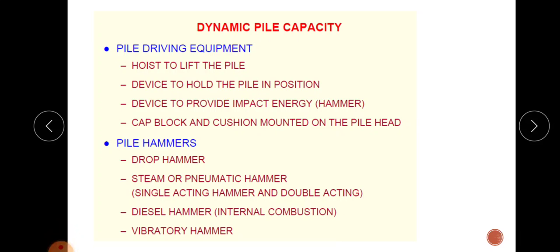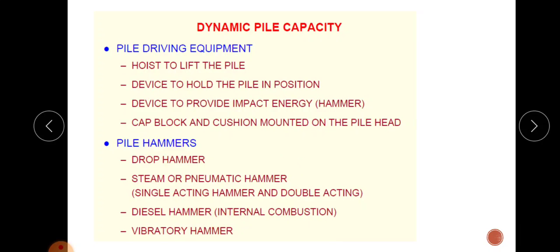The pile driving equipment used are a hoist to lift the pile, a device to hold the pile in position, and a device to provide impact energy. That is usually a hammer, by which we provide impact on the pile, and a cap block and cushion mounted on the pile head. The pile hammer may be a drop hammer, steam or pneumatic hammer, single acting hammer and double acting hammer, diesel hammer, or vibratory hammer. So different kinds of hammers are used for driving the pile.